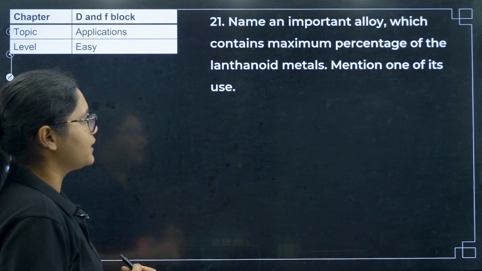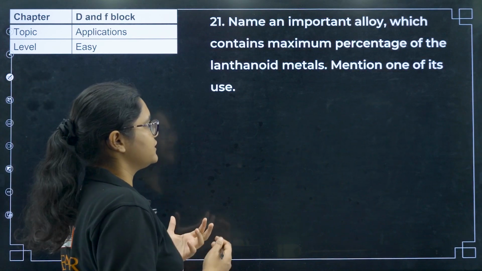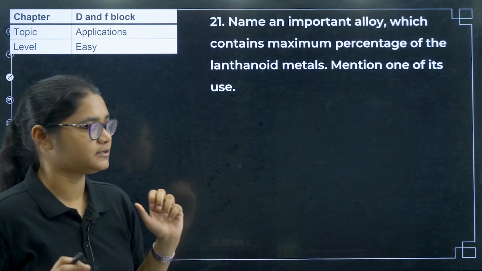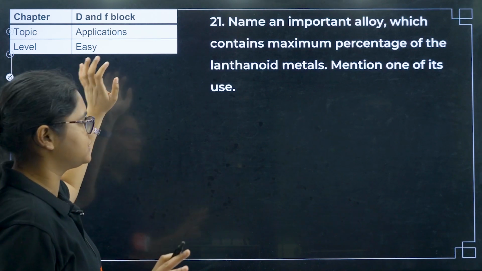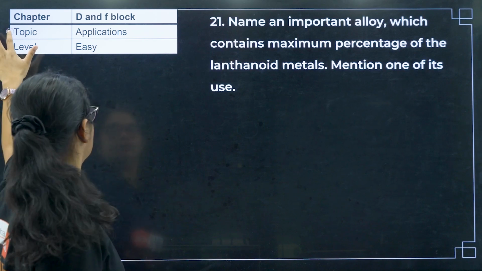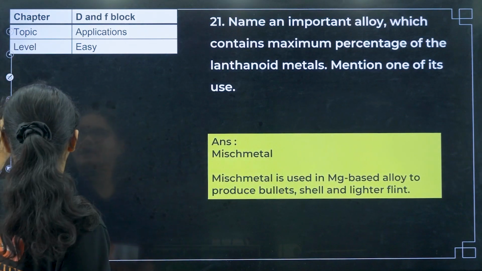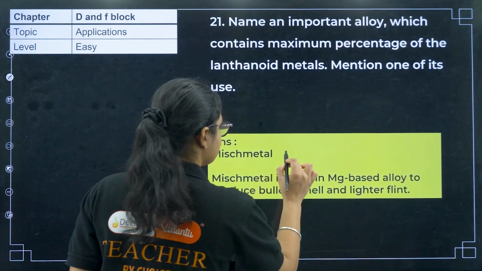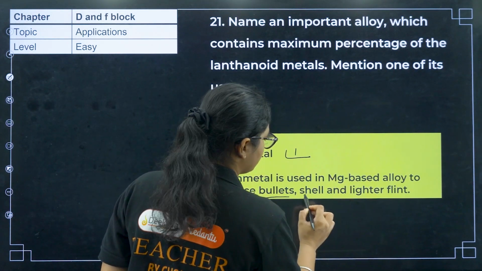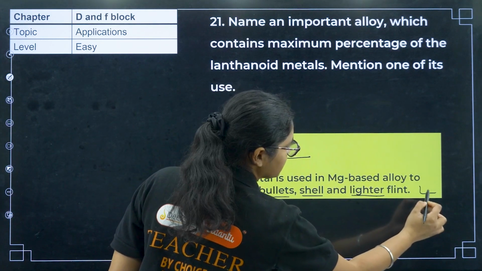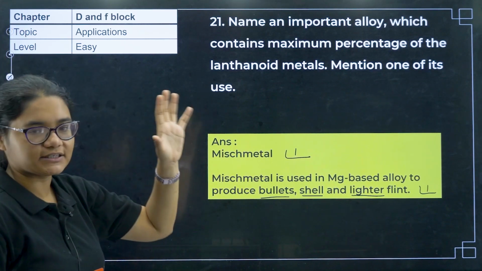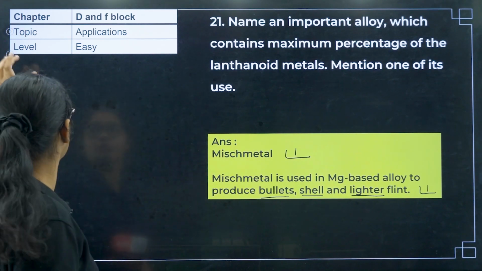So name one important alloy which contains maximum percentage of lanthanoid metal. Mention one of its use. Very simple mark distribution is there. This can be a very easy question. Just you have to name, that will give you 1 mark. One use will give you 1 mark. So it is mish metal, right? So if you write this much in the answer, this one will give you 1 mark. And mish metal is used in what? It is used in producing bullets, shells, lighter. So this will give you 1 mark. Okay, very simple and easy question. 2 marker section I feel generally is very easy to score.